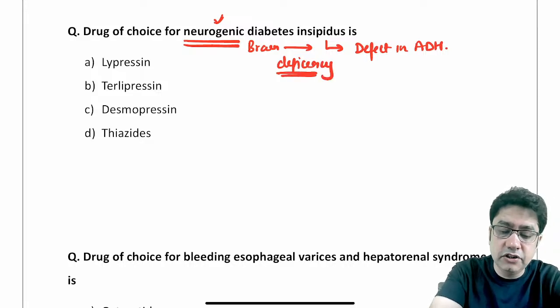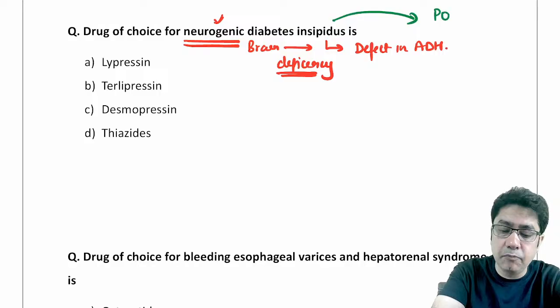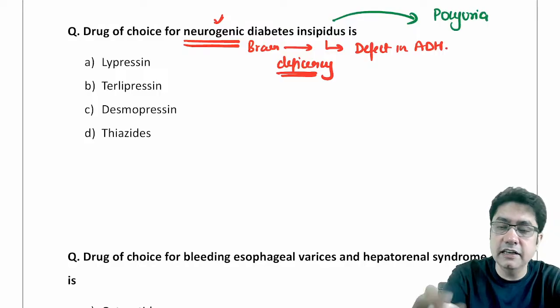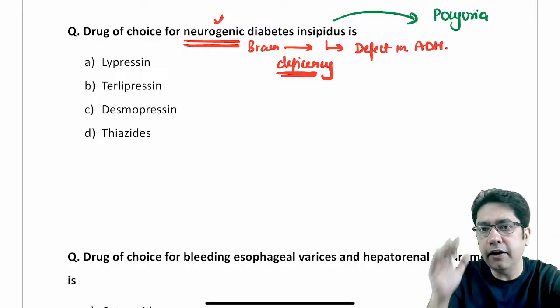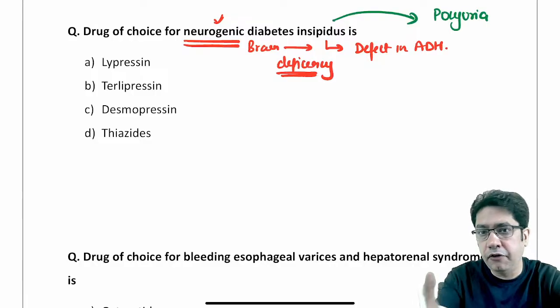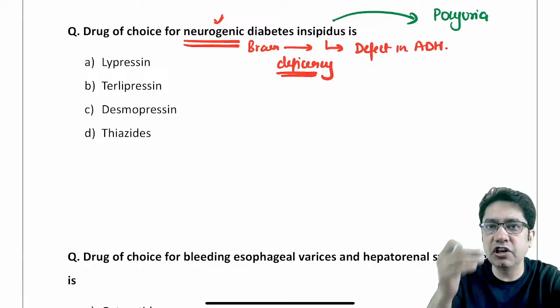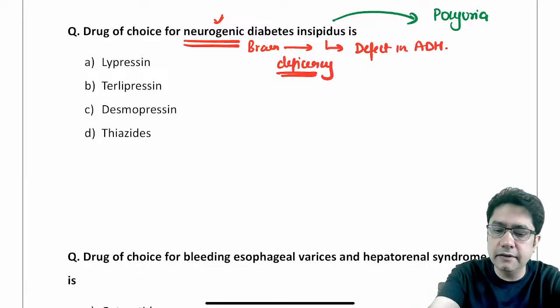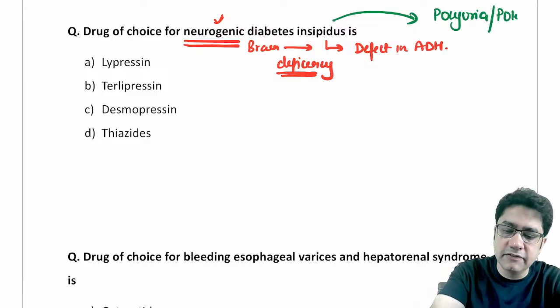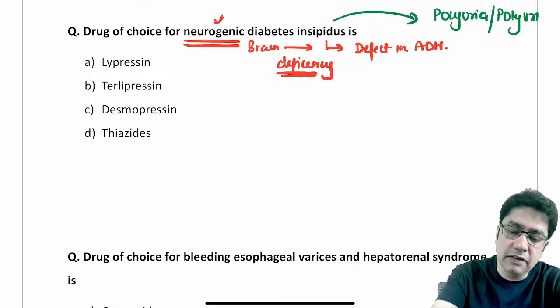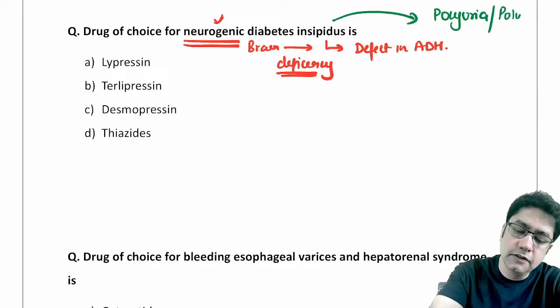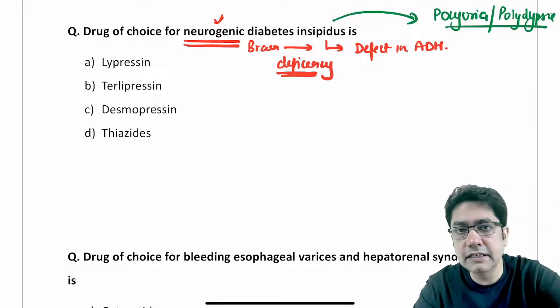So what will be the feature? The patient will have polyuria because ADH hormone is an antidiuretic hormone. It reabsorbs water. So if it is not working, water will be excreted out in urine, polyuria. And because of excessive water excretion, the patient will have increase in thirst also, polydipsia. So these will be the features of your diabetes insipidus.